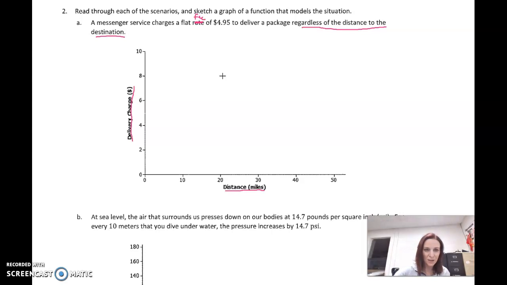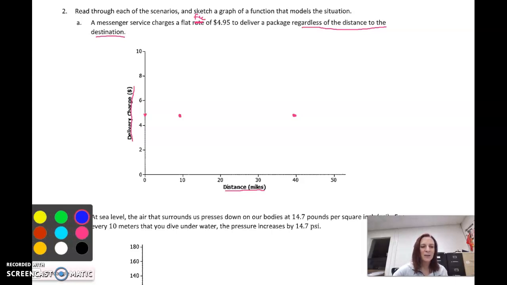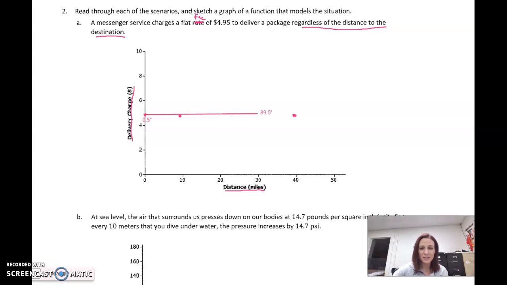$4.95. So it's going to be like right below the 5 here, right? Okay, so what happens though if we go 10 miles or the delivery company goes 10 miles? Well, they're going to charge us just under 5, $4.95. Well, what if they go 40 miles? Well, since it says regardless of the distance of the destination, they're going to charge us, see how well I can see here, $4.95. So what would we say about this graph?